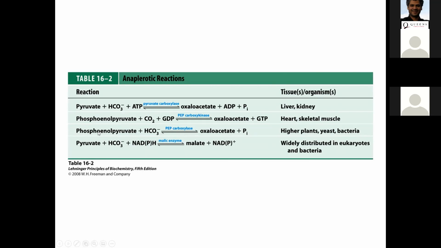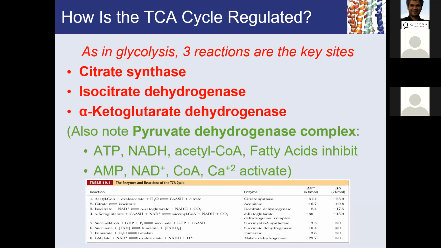PEP carboxylase reaction, I was just telling you, where you take PEP and bicarbonate and make oxaloacetate. That typically happens in higher plants, yeast, bacteria. And conversion of pyruvate to malate happens with the help of the malic enzymes that take bicarbonate and NADPH and convert pyruvate to malate. This is a widely found group of enzymes in both eukaryotic and prokaryotic cells. So those are the 4 reactions we call anaplerotic reactions. Cool, right?